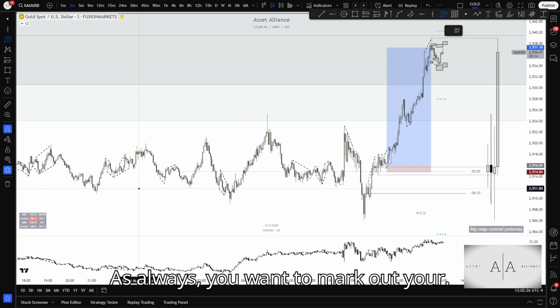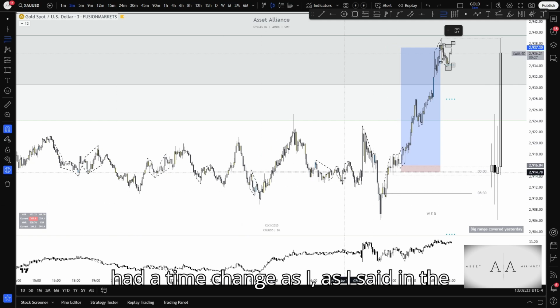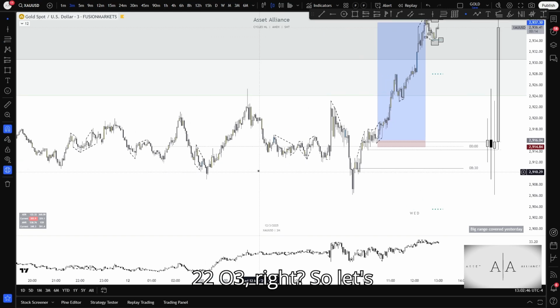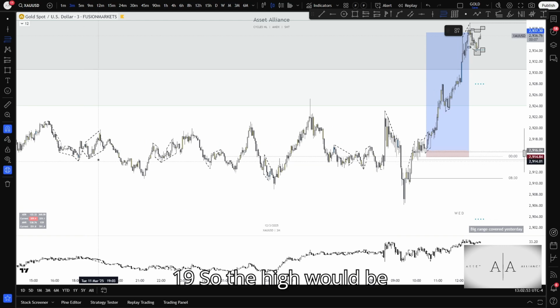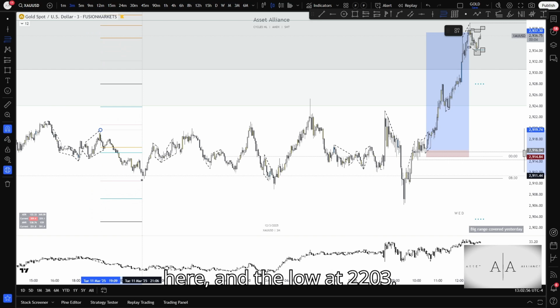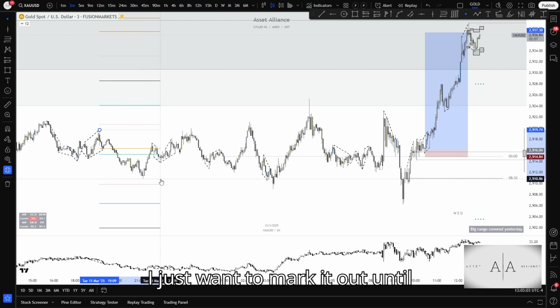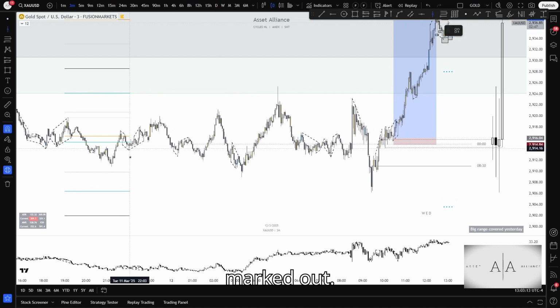As always, you want to mark out your OSTDV, right? So now, since we had a time change, as I said in the previous video, the 1 hour time change, because of summer coming in, and you know there's the hourly change, we mark it out from 19 to 2203, right? So let's find 19. The high would be here and the low at 2203. So the low would be this one, right? I just want to mark it out until 2203, and this one until 19. All right, so we got this marked out.